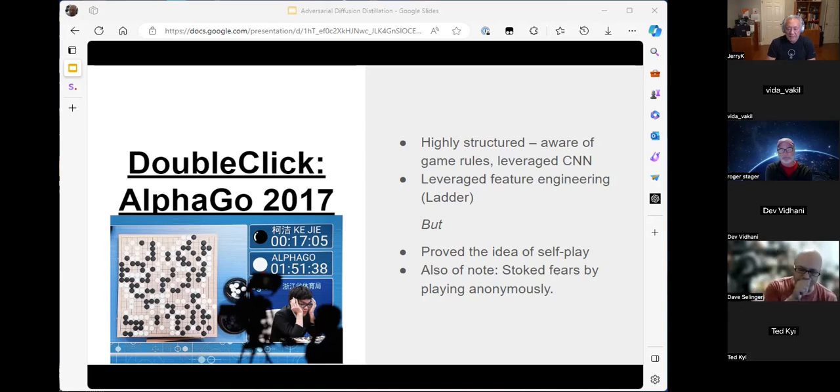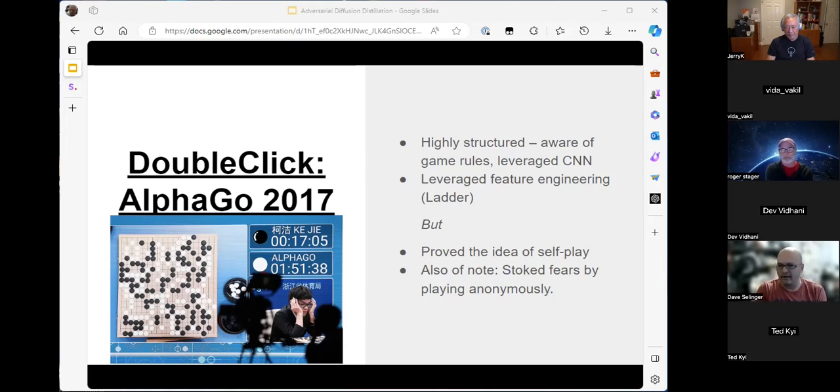The second thing I'll highlight here, again as part of the history of deep learning, is that this was highly structured. This one was kind of like a cheat as you go. And I don't like cheating. I don't like feature engineering. But as a stepping stone to get to where we're at, it was a critical one. And so they had things like a ladder.